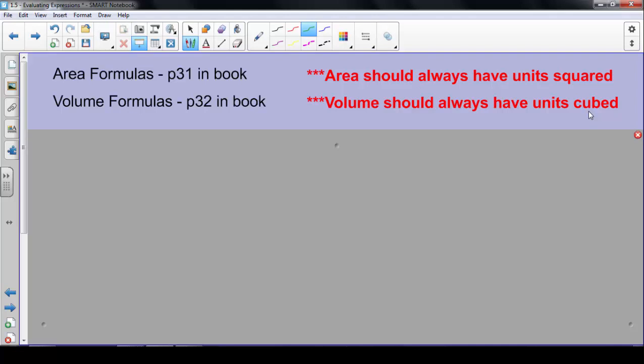The other key thing I want to point out, area, your units should always be squared at the end. So if you're doing anything with area, your units is units squared or square units. Volume will always have units cubed or cubed units. Area is 2 dimensions, so it's exponent of 2. Volume is 3 dimensions, so your units have an exponent of 3.